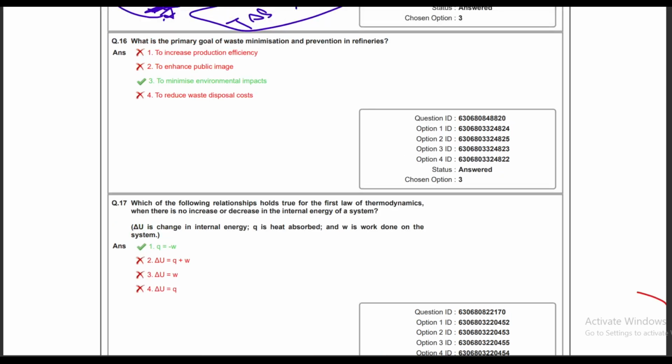In the 16th question, what is the primary goal of waste minimization and prevention in refineries? First is to increase production efficiency, to enhance public image, to minimize environmental impacts, and to reduce waste disposal costs. Obviously, its correct answer should be to minimize environmental impacts. Because the primary goal of waste minimization and prevention in refineries is to reduce environmental impacts associated with production processes, and by minimizing waste, refineries can decrease pollution, conserve natural resources, and promote sustainable practices. So its correct answer is the third option. Clear?